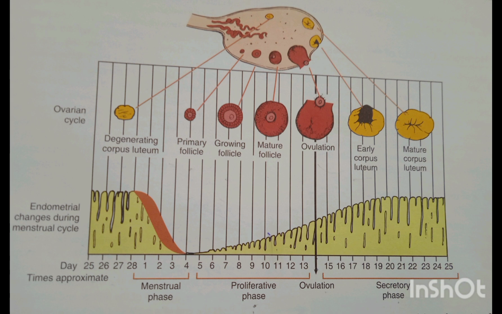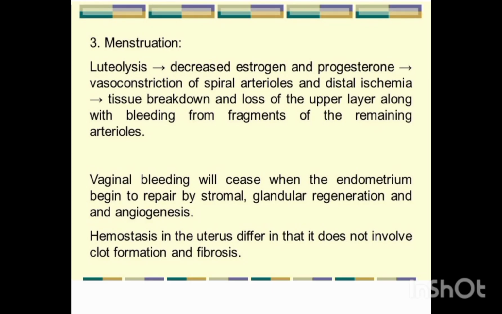In case it fails, what happens? Whatever prepared endometrium there is gets shredded off. It is pulled off from the endometrial layer and shed along with the menstrual cycle. That is called the menstrual cycle. So the menstrual cycle is also called luteolysis. Lysis means breakdown. Decreased estrogen and progesterone, vasoconstriction of the spiral arteries and distal ischemia, tissue breakdown and loss of the upper layer along with the bleeding from fragments of the remaining arterioles.